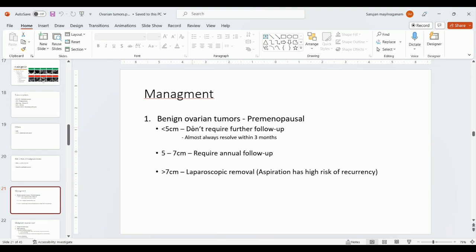So we go for laparoscopic rather than open surgery. Why we don't do aspiration is that there is a high risk of recurrence. If you do the aspiration, it will recur.